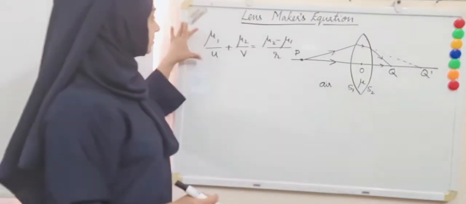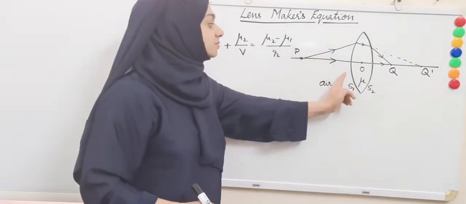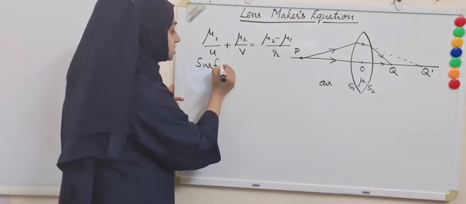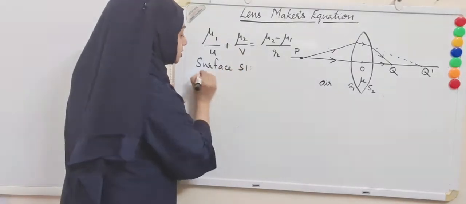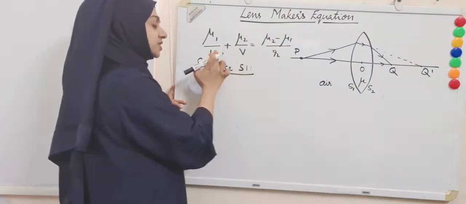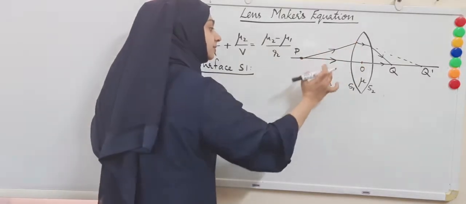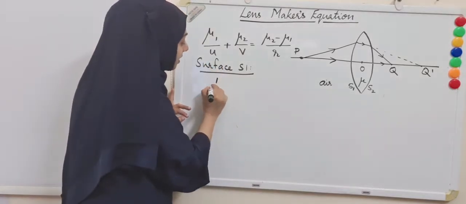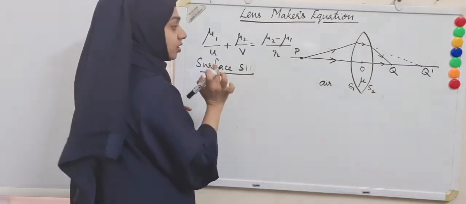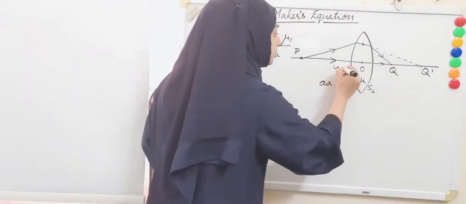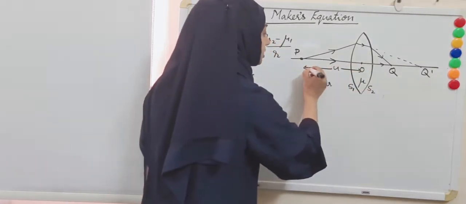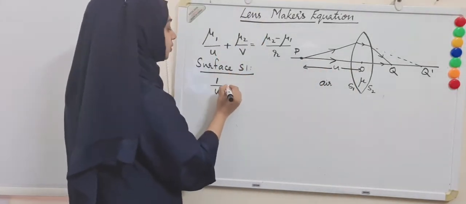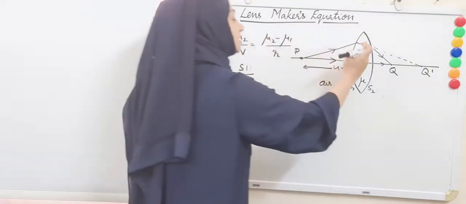First let us apply this equation to refraction at surface 1. So first we are considering surface S1. When you apply this equation, what is the first medium when the ray hits here? This is air. What is the refractive index of air? 1. So 1 by U. U is the object distance, that is from here to here, because P is the object. So suppose this distance is U. So we have 1 by U plus, what is the second medium?